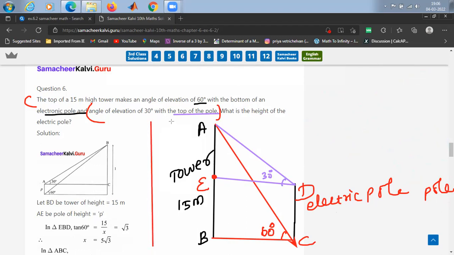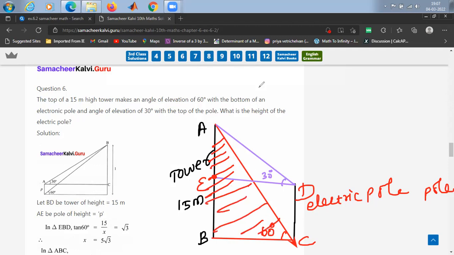This AB is 15 meter. We know that. But we are not sure about the AE and this BE. That we can find in the future. What is the height of the electric pole? Means they are asking about the CD. Okay. They're asking about the CD. So let's find out that. Okay. So take the triangle ACB. I mean ABC. Take this triangle now.